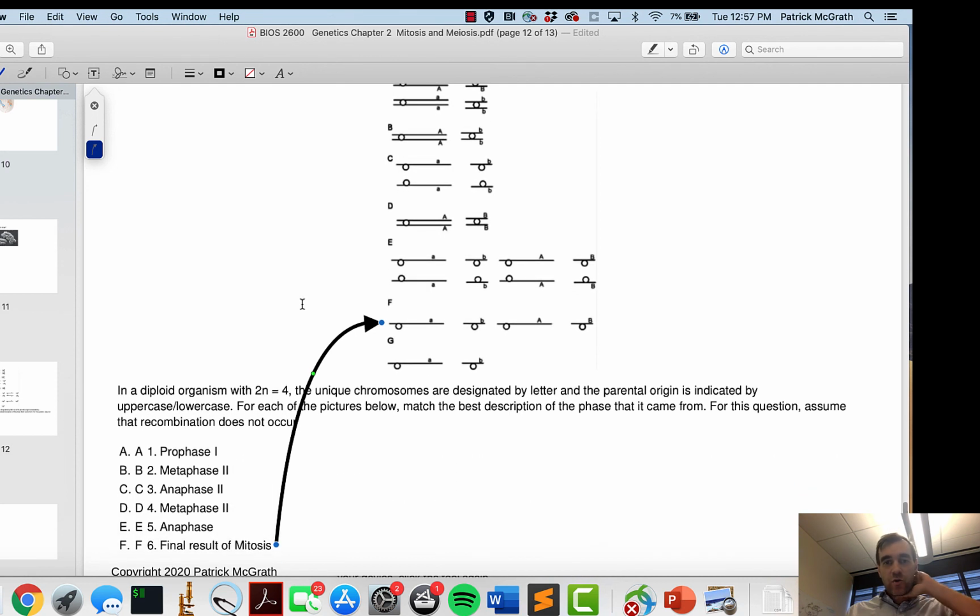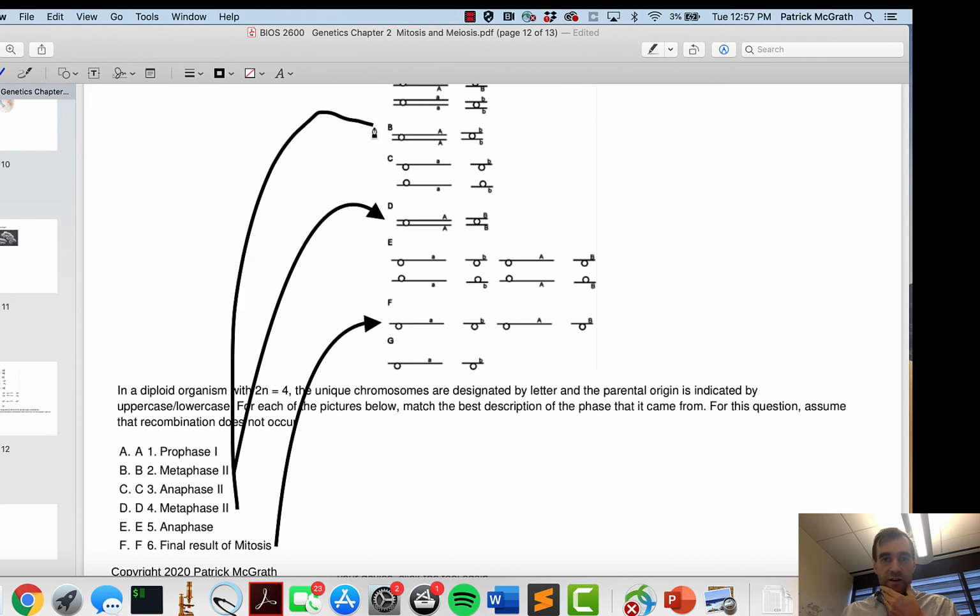In metaphase 2, we know that the homologous chromosomes have already been separated into different cells. Now we're preparing to separate out the sister chromatids from each other. So I'd be looking for cells where there's only one copy of A and one copy of B, and they look like they're about ready to further divide. That's a good answer for D. We only see one capital A, one capital B, and it looks like the sister chromatids are getting ready to divide. Then you can similarly match B to the other metaphase 2 as well.